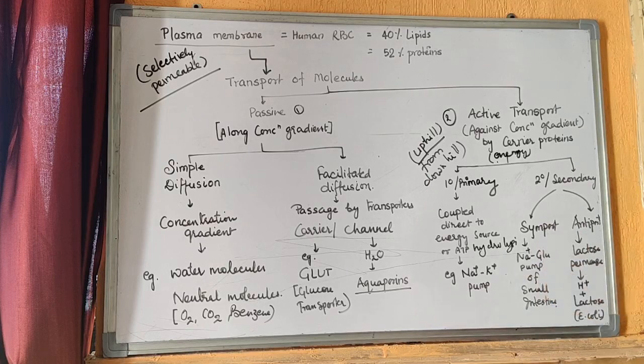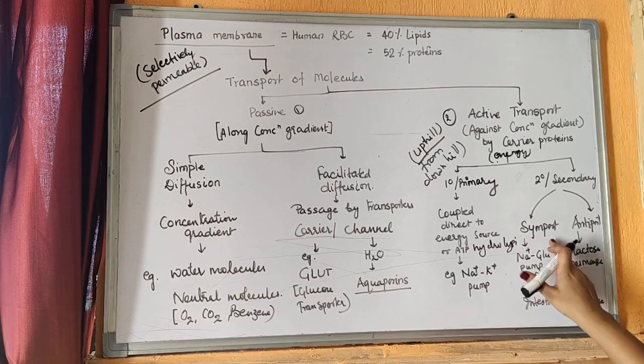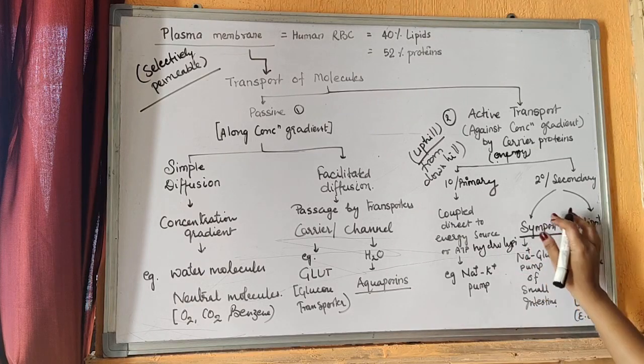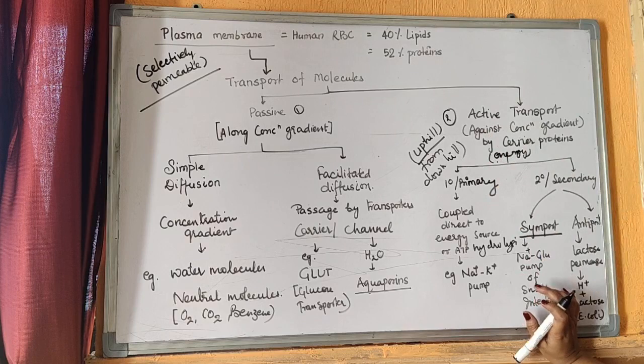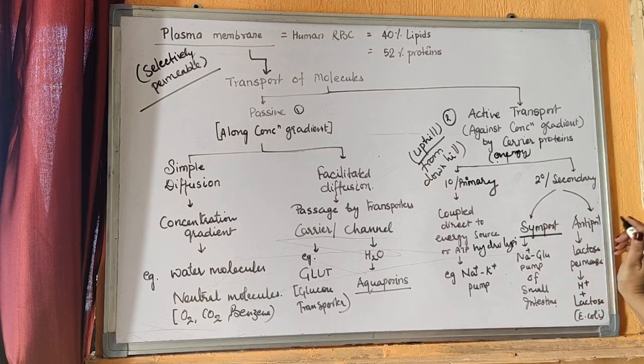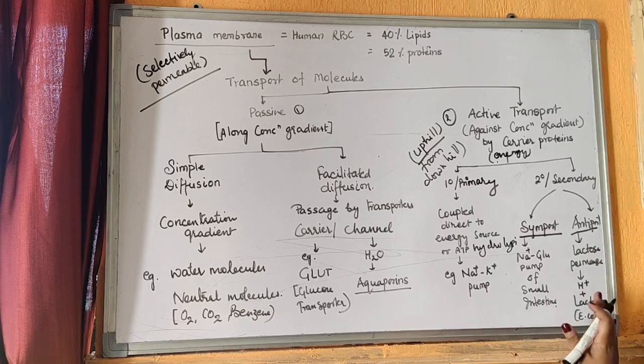If the two molecules are moving in the same direction and the energy is utilized, then it is called symport secondary active transport, and the example is the sodium glucose pump present in the small intestine. The second is antiport secondary active transport, where the two molecules move opposite to each other and the energy is utilized, and the example is lactose permease, where the proton and lactose are transported oppositely, and that is present in E. coli bacteria.